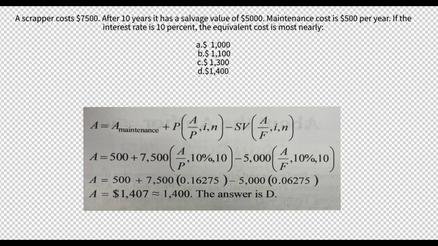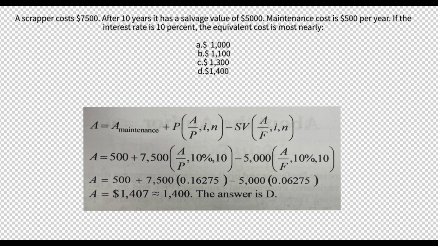Here, P represents the initial cost, $7,500. S is the salvage value after 10 years, $5,000. M stands for the annual maintenance cost, $500. And (P/A, i, N) is the factor for calculating the equivalent annual cost at the given interest rate.